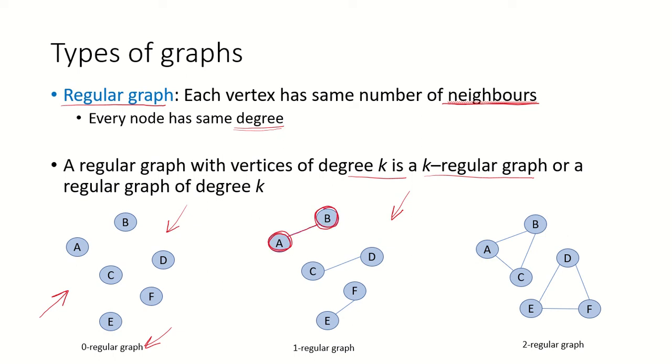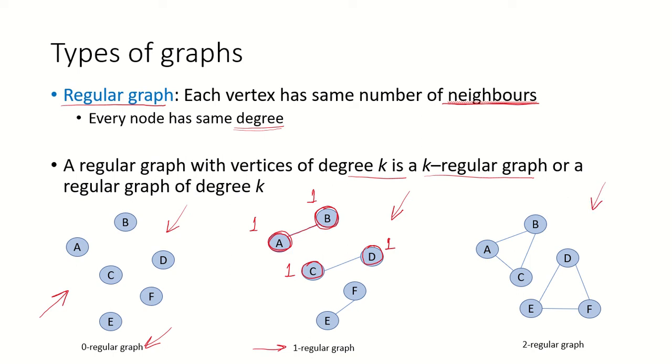In this example, we see that each node is connected to only one other node. So the degree of node A is 1 because it is connected to another node B. The degree of node B is also 1 because it is connected to another node A. Similarly, degree of C is 1, degree of D is 1, and same with E and F also. So since the degree of each and every node in this graph is the same, and that is 1, this is referred to as a one regular graph.